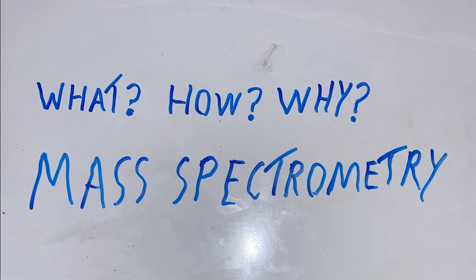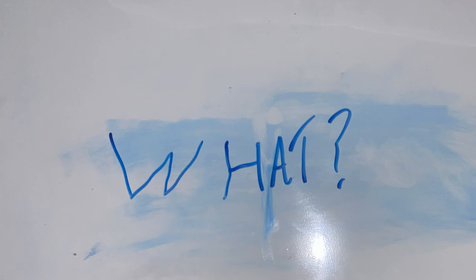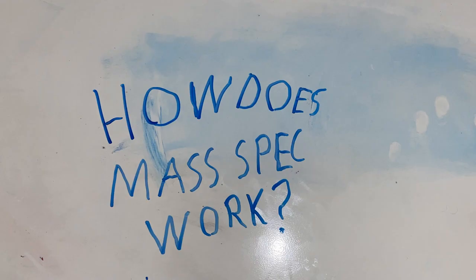What, how, why? Mass spectrometry. What is mass spectrometry? Mass spectrometry is a method used to identify molecules by determining the mass of the fragments produced when the molecule breaks up. How does mass spec work?